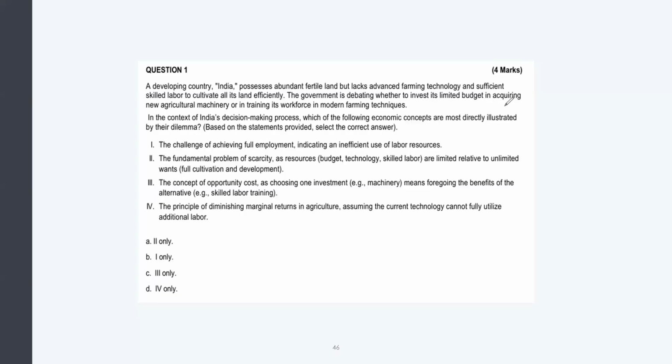So they are not being inefficient in using their labor. They just don't have the skilled labor. So I don't think 1 is correct. Let's look at 2. The fundamental problem of scarcity is resources, budget, technology, and skilled labor are limited relative to unlimited wants, full cultivation, and development. This one makes more sense, right?